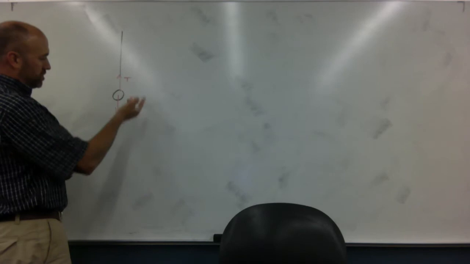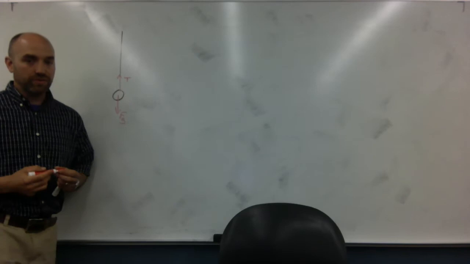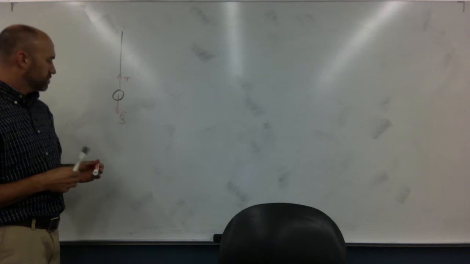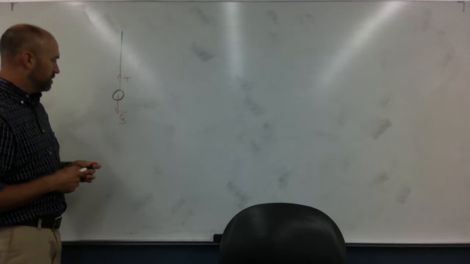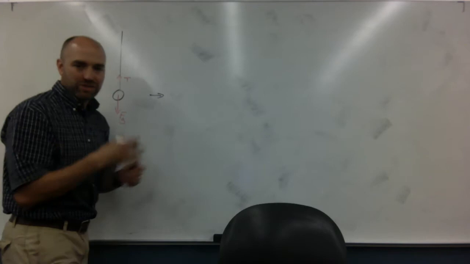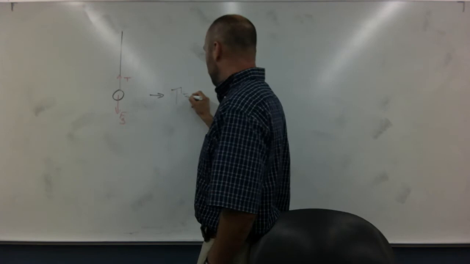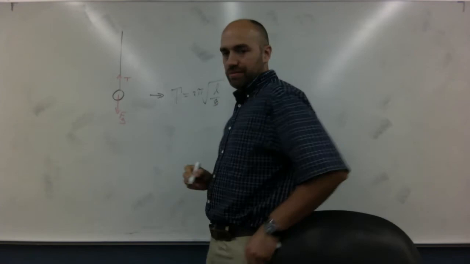But these are the only two forces in the sum of the forces. You're exactly right. And so in this case, tension has to overcome gravity. And through a lot of derivations that we're not going to do, we can get out of this that the period of oscillation is 2 pi square root L over G. Right? Isn't that the right equation?